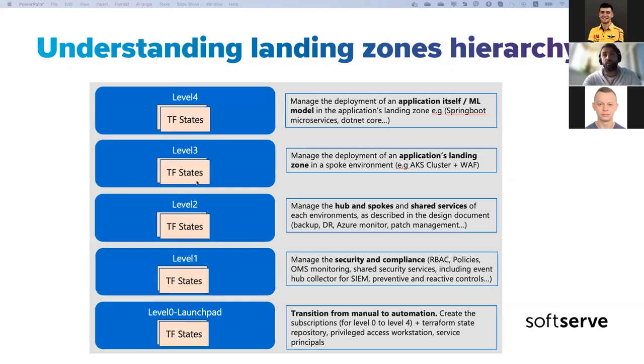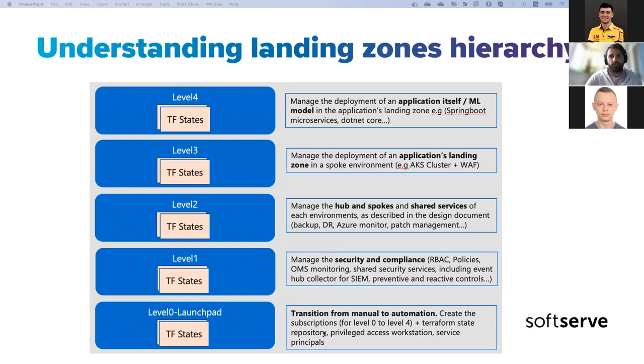They could create infrastructure, or they could create application landing zones. It could be a Kubernetes cluster, it could be just regular virtual machines, it could be databases, application, web app services, and so on. So this is infrastructure for hosting applications. And level four is about application deployment. It could be integrated with Azure DevOps, it could be integrated with Ansible or any kind of toolset. So this is something like this.